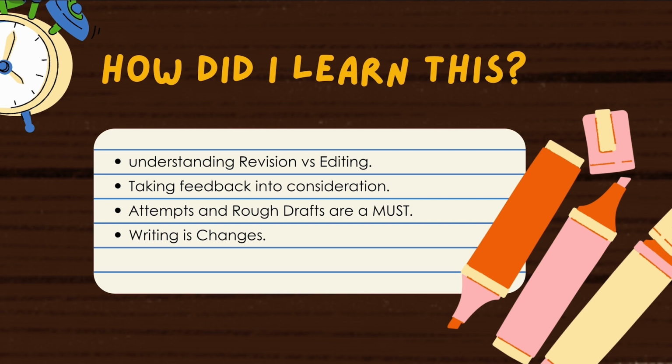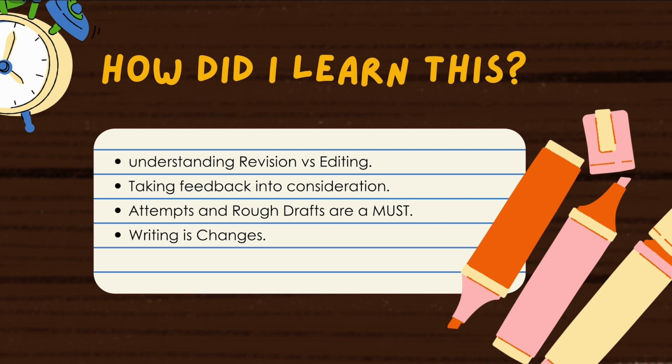So why is it important to know the difference between revision and editing? It's important to know because when writing like a writer, you have to be able to, like I said, identify the devices. It connects a lot with reading like a writer. Identify the devices and then just understand why you're implementing the devices into your writing.